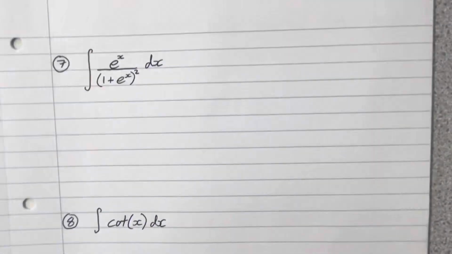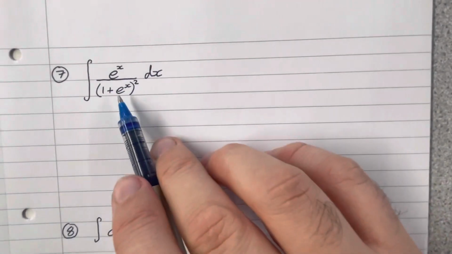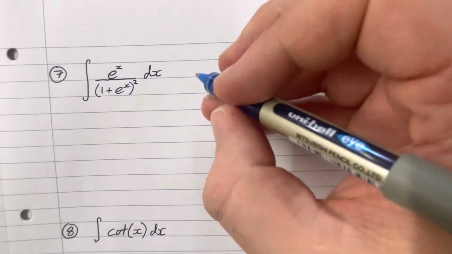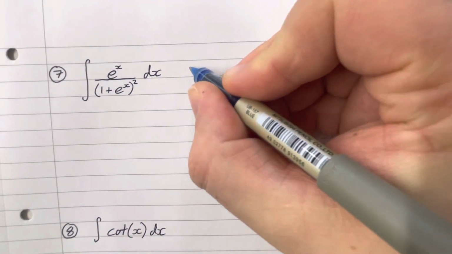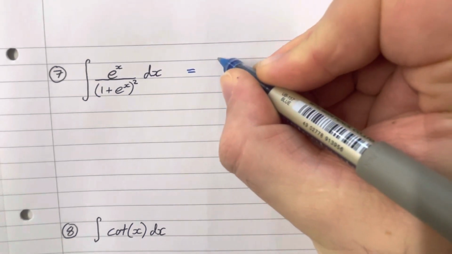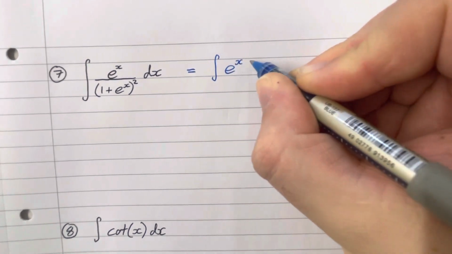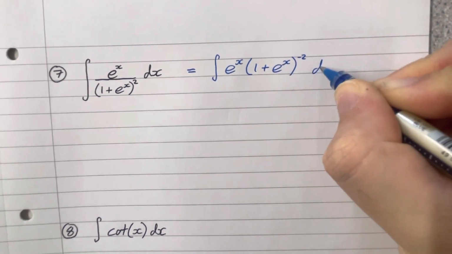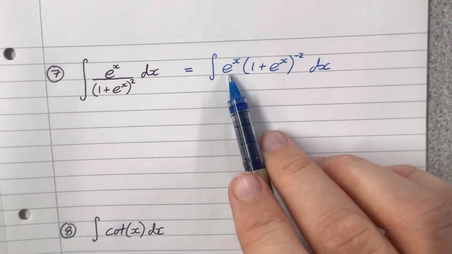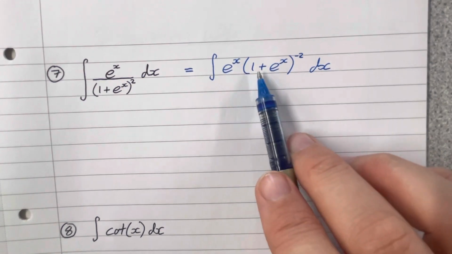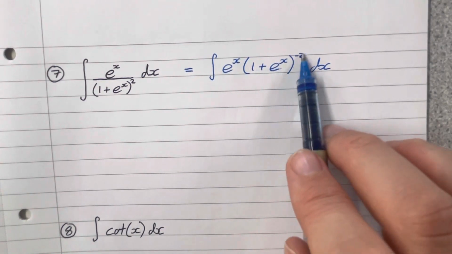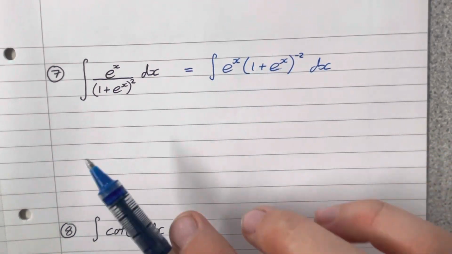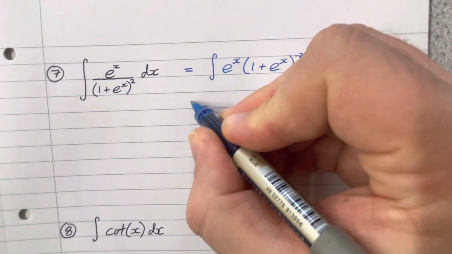Question 7. Okay, now this one, the top cannot be made the differential of the bottom. It's not actually that second form, it's back to the first form again. I'm going to write this as the integral of e to the x times 1 plus e to the x to the minus 2 dx. So we can see we've got an f prime of x out here and an f of x in there. So in this situation, n is minus 2, not minus 1. So it actually fits with the first special case.